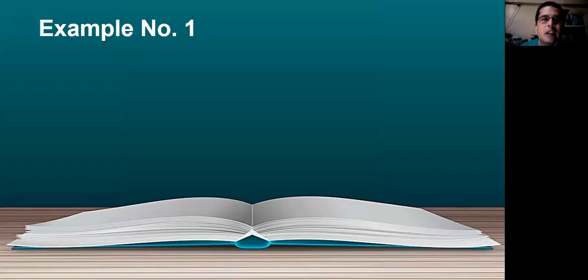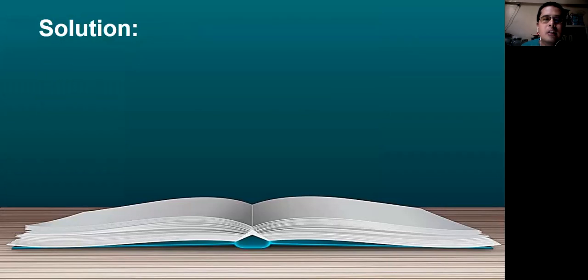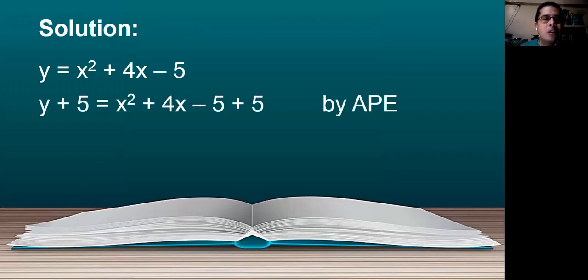Okay, so let's have an example. We're going to find the vertex of the parabola y equals x squared plus 4x minus 5, and sketch the graph. So our solution: first, I'm going to rewrite the function y equals x squared plus 4x minus 5. Okay, so I'm going to transform this into vertex form.